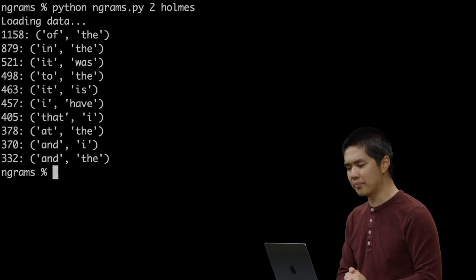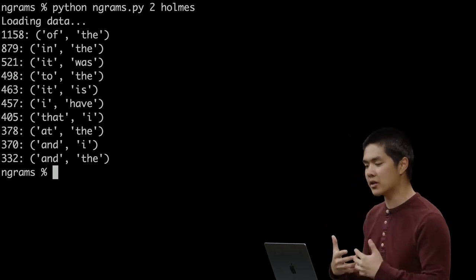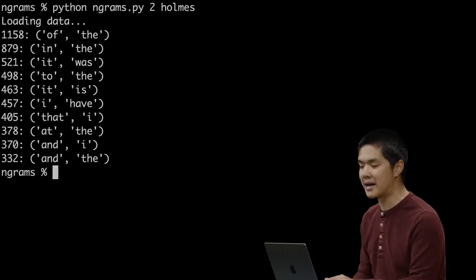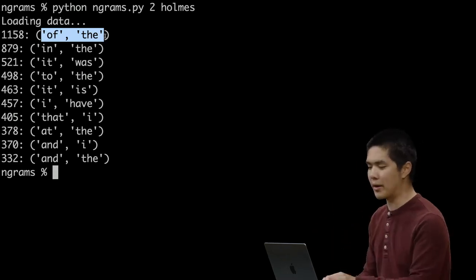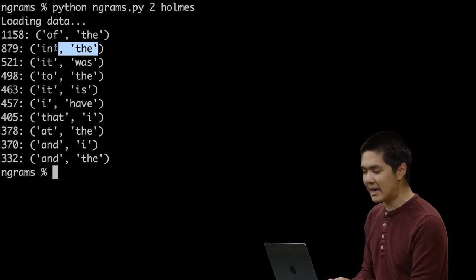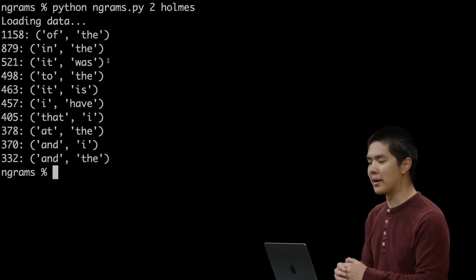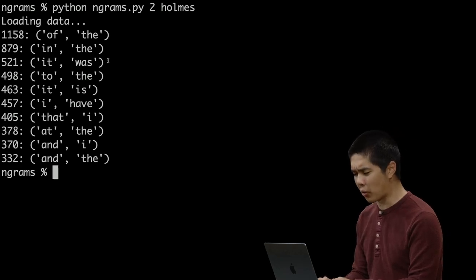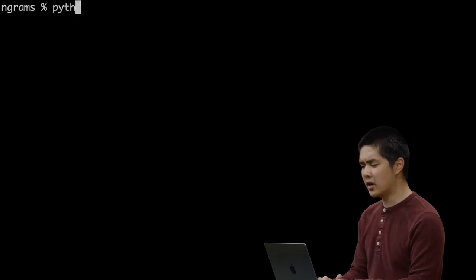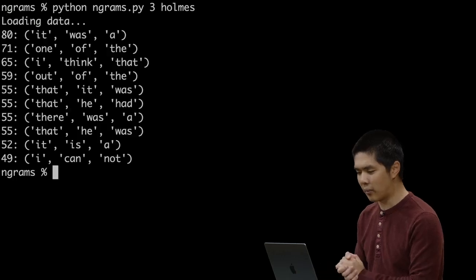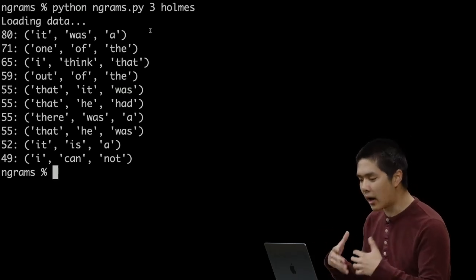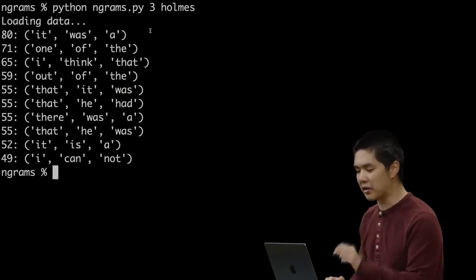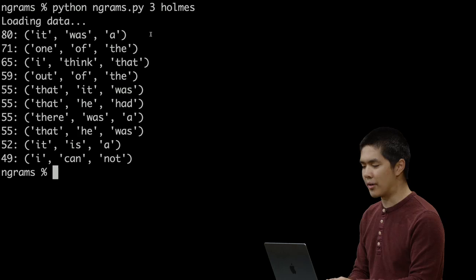And when we run this program, we get a list of the most common n-grams where n is equal to 2, otherwise known as a bigram. So the most common one is "of the." That's a sequence of 2 words that appears quite frequently in natural language. Then "in the" and "it was." These are all common sequences of 2 words that appear in a row. Let's instead now try running ngrams with n equal to 3. Let's get all of the trigrams and see what we get. And now we see the most common trigrams are "it was a," "one of the," "I think that." These are all sequences of 3 words that appear quite frequently.